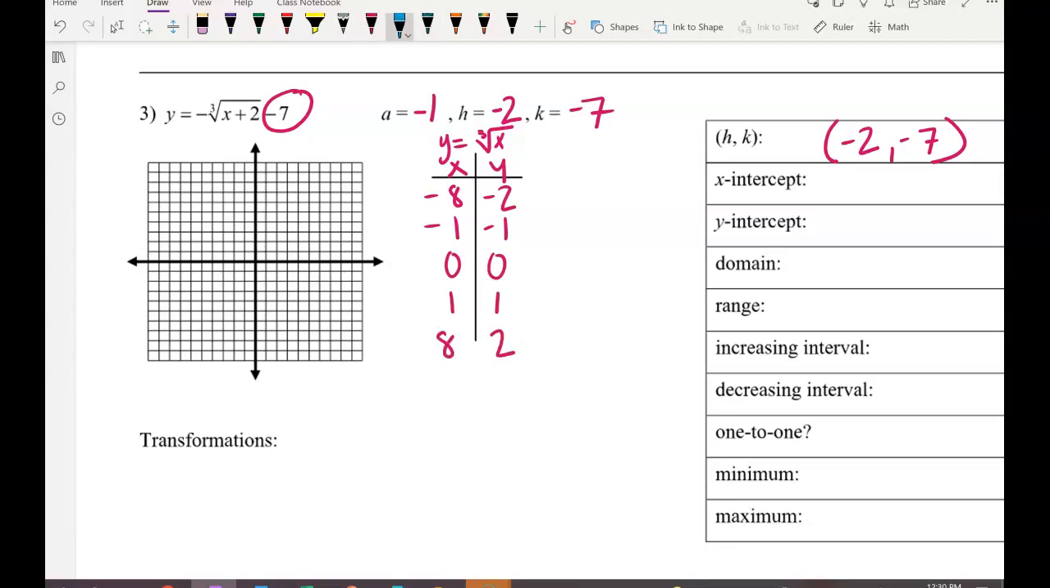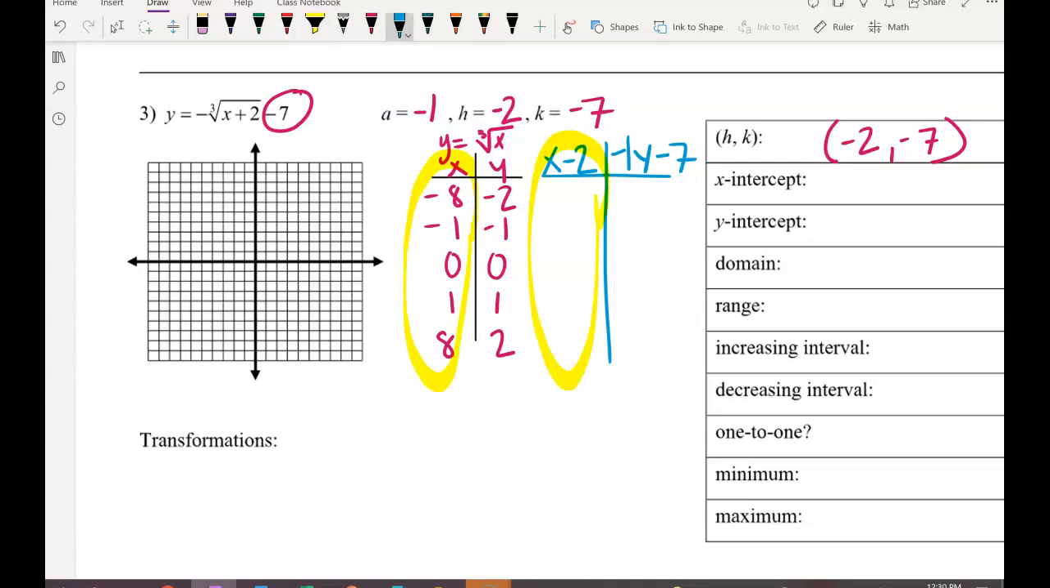Then we are going to use this color to do our transform. Your a is -1, so -1 times y. Your h is -2, so x minus 2, and then we're going to subtract 7 from here. We are going to take all your x's and subtract 2. Are you ready? -8 minus 2 is -10. -1 minus 2 is -3. 0 minus 2 is going to be -2. 1 minus 2 is -1. 8 minus 2 is going to be 6.